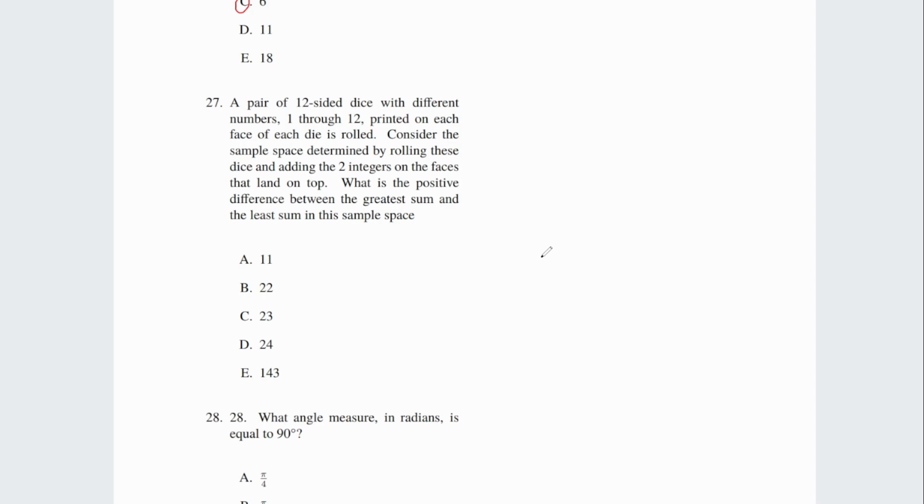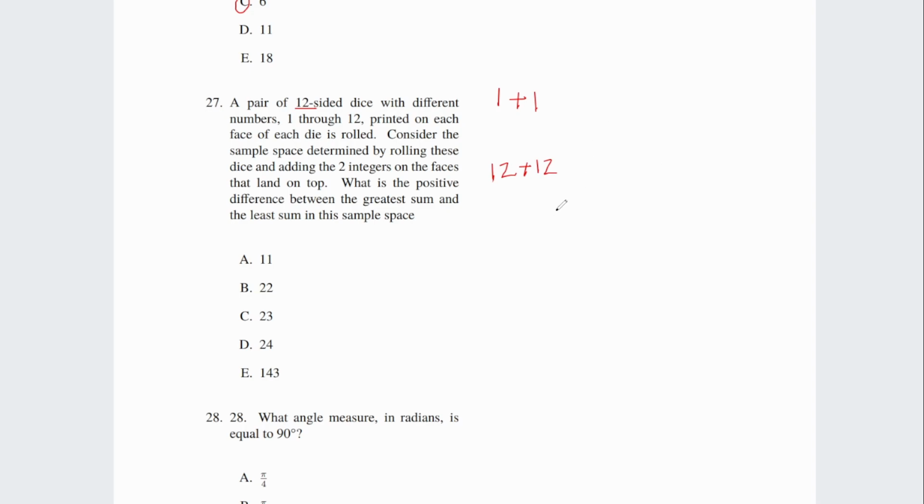Well, if we think about the total sample space, the lowest possible we can get with these 12-sided dice is 1 and 1. In other words, we could call that 1 plus 1 because we're adding numbers on each face. And the highest number we can get is 12 plus 12.